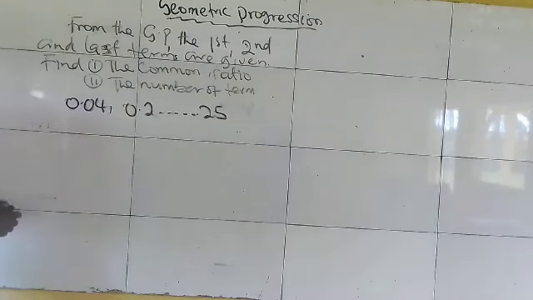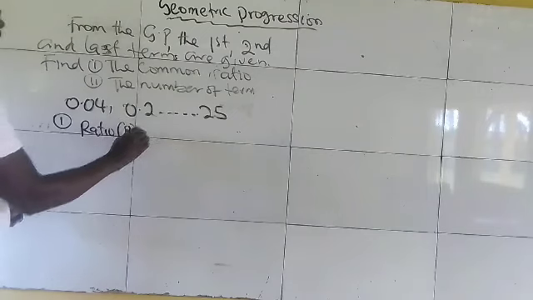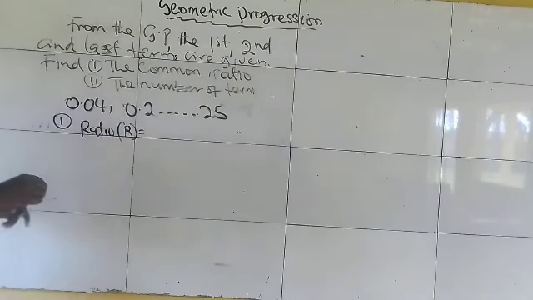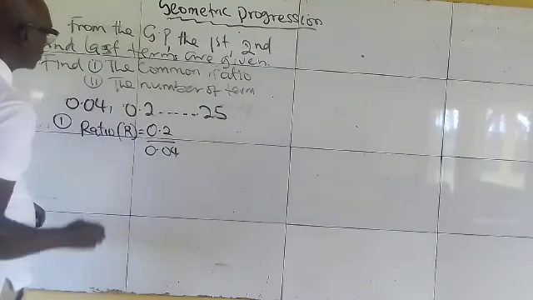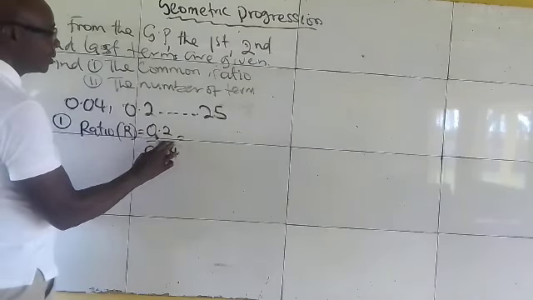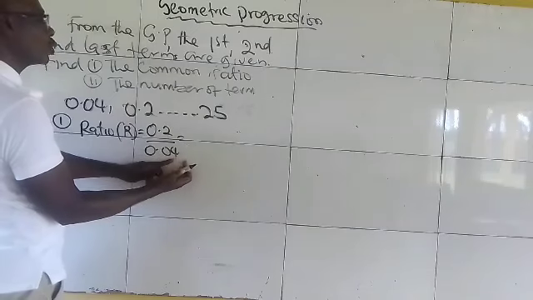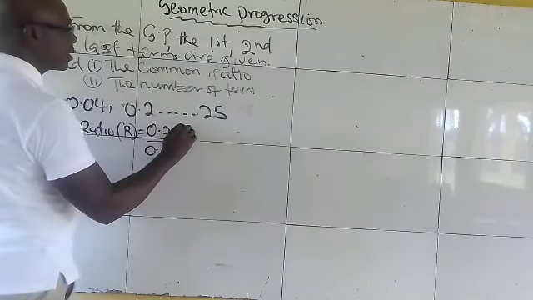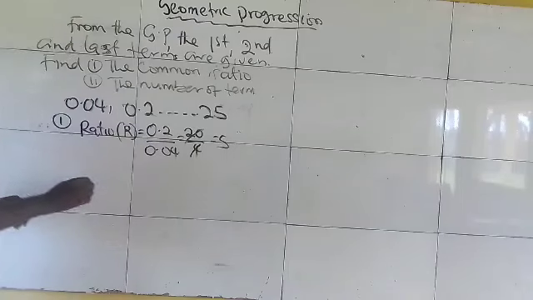Now, the first thing that we do here is to find the common ratio, r. To find this, we are going to use this one to divide this. So we have 0.2 over 0.04, using the first one to divide the second value. Here we are moving the point twice so that this 4 will now be free, and here we are moving it once. So we add a zero to this 2, and that will give us 20 over 4. So this will give us 5.